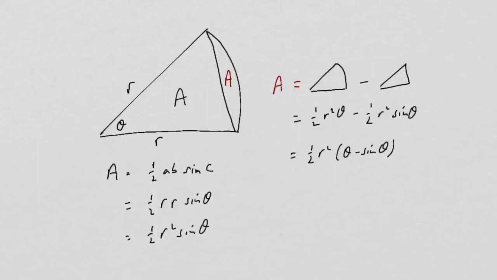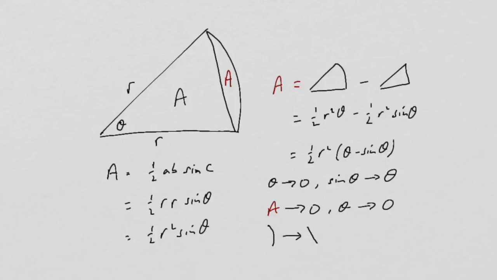Now, if we connect this to the small angle approximations, where as theta tends to 0, sine theta tends to theta, then this tells us that area A tends to 0 as theta tends to 0, which is sort of obvious, but it also means that the curve of the circle, so this bit, tends to a straight line, which is a weird sort of concept.